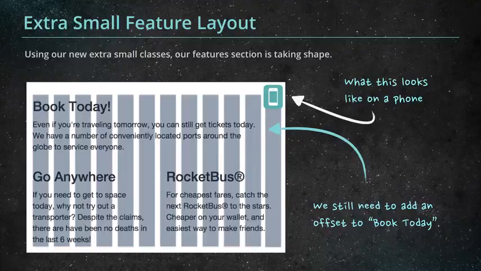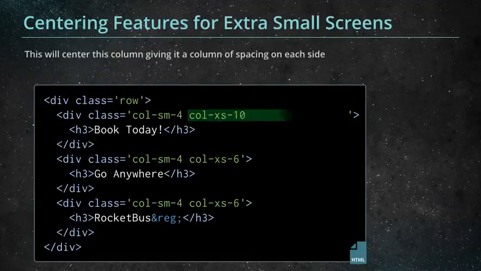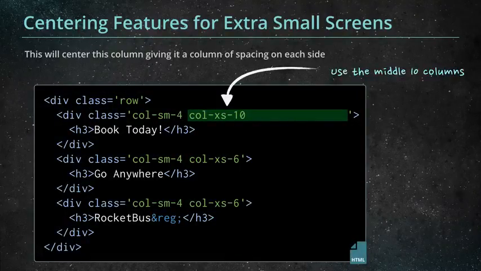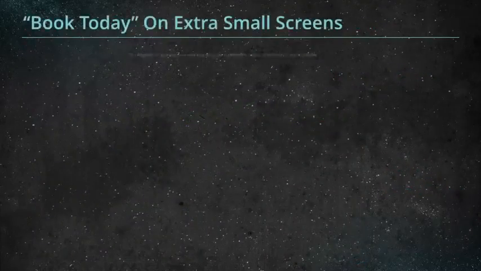Well, we don't want Book Today to take up all 12 columns in extra small mode. Instead, we really want it to take up just the middle 10 columns. In order for it to take up the middle 10 columns, we need to give it a column of padding on the left. To do that, we can use an offset of 1 that only is applied for extra small devices. Remember, the order that we add these classes to our HTML doesn't matter. Let's check this out on an extra small device.